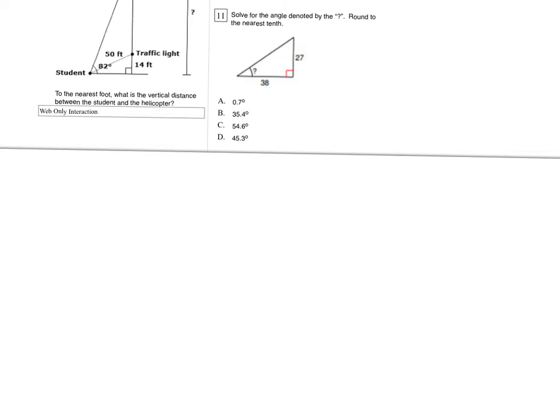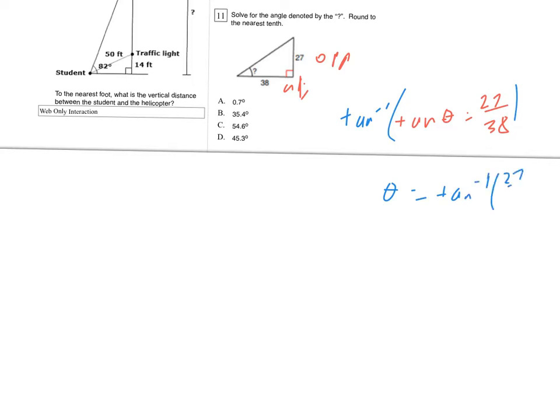All right, next up here, they want this measurement of the angle. So it looks like they gave me opposite and adjacent, so I would use a tangent. So I'm going to say tangent of, I'll call it theta, whatever you want to call it, equals 27 over 38. And so to solve that, we need to use the tan inverse. So I'll do tan inverse on both sides, and theta equals whatever is tan inverse of 27 over 38.